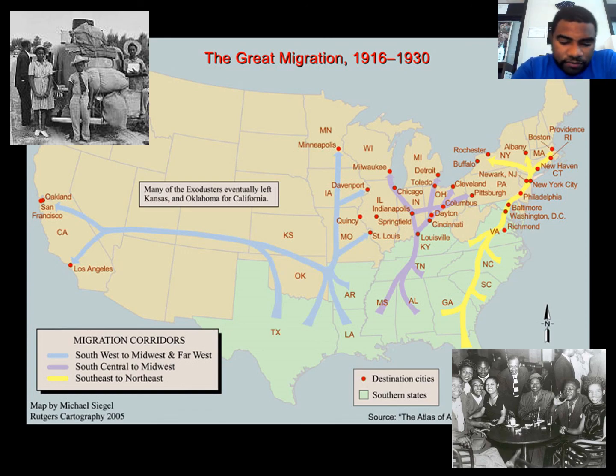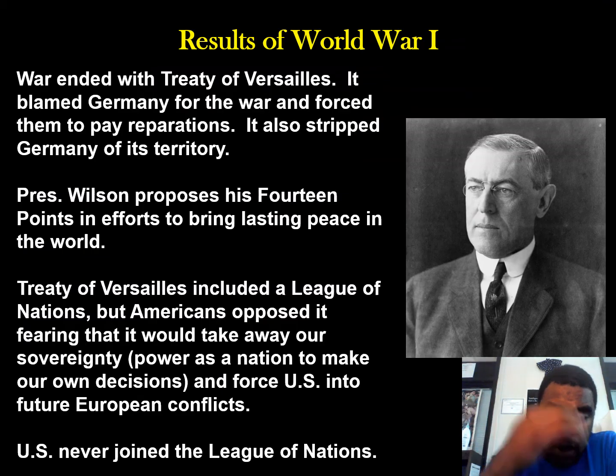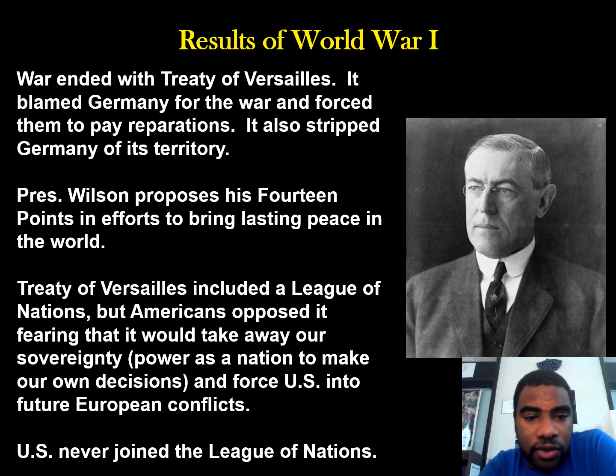But moving forward, the result of World War I. The war ended with the Treaty of Versailles. It blamed Germany for the war and forced them to pay reparations. It also stripped Germany of its territories. President Wilson proposed his 14 points in an effort to bring lasting peace in the world.